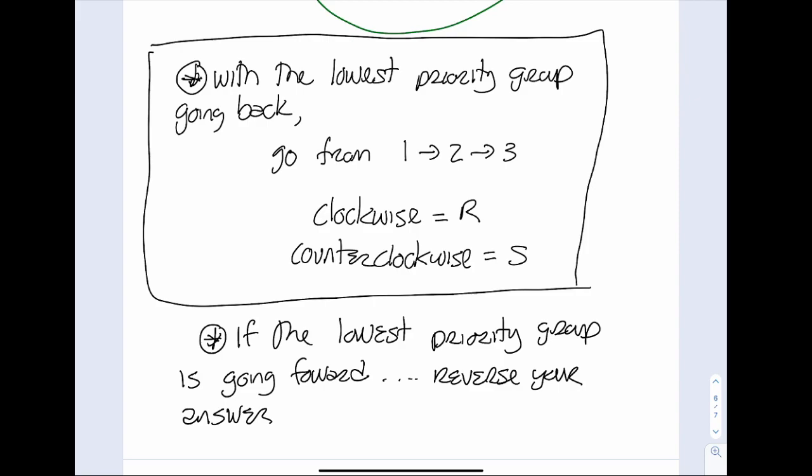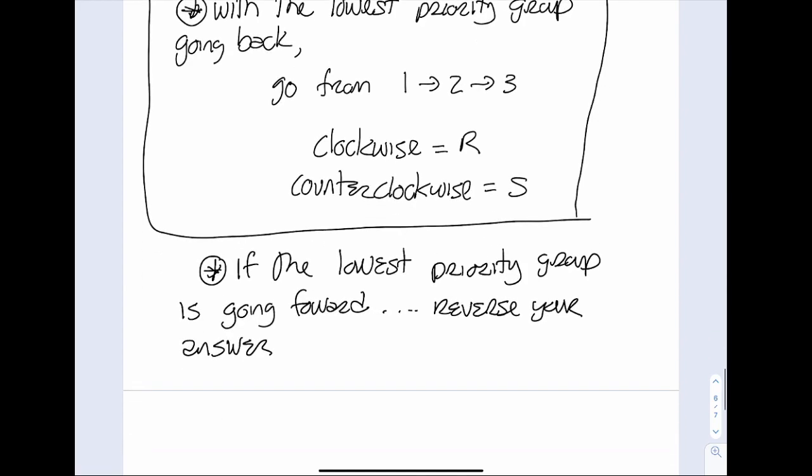If the lowest priority group is in the plane, then you're going to have to manipulate the molecule some way. If it's easier to manipulate it so the lowest priority group is going forward, just do that and then take the reverse again. So if your lowest priority group is going back, go from 1 to 2 to 3, clockwise is R, counterclockwise is S. If the lowest priority group is going forward, still go from 1 to 2 to 3, but if you get R, change it to S. If you get S, change it to R. You could actually say if the lowest priority group is going forward, go from 1 to 2 to 3, counterclockwise R, clockwise S. That's actually kind of not the right way to think about it, because clockwise is always R. It's just that we're doing it backwards, so you need to reverse your answer.